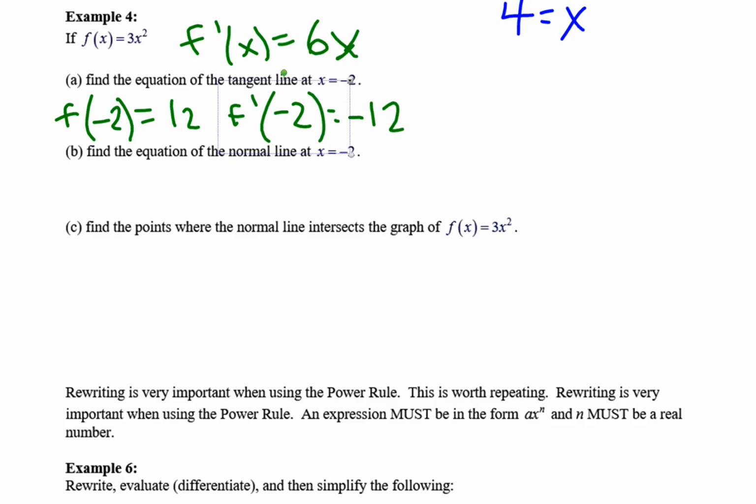So our equation, and I like to write it in Taylor form. You can write it in another form if you'd like. y equals 12. Then we have our slope of negative 12 times x minus negative 2, or x plus 2.